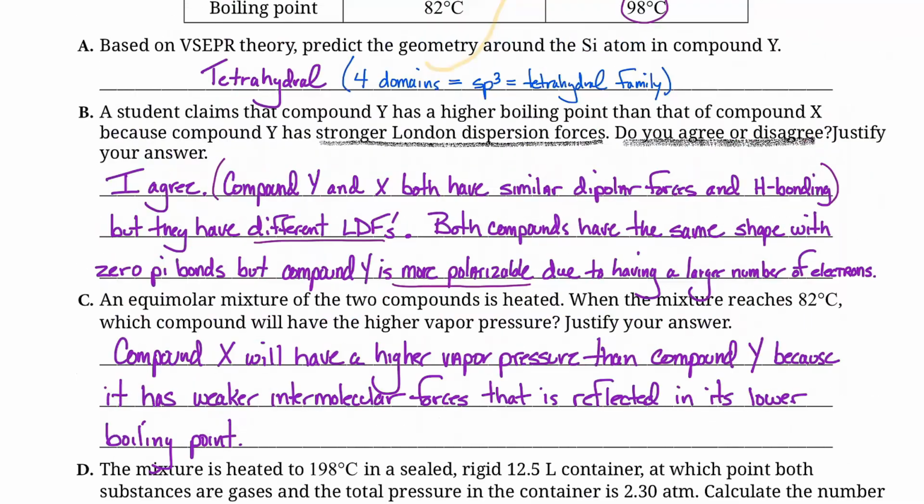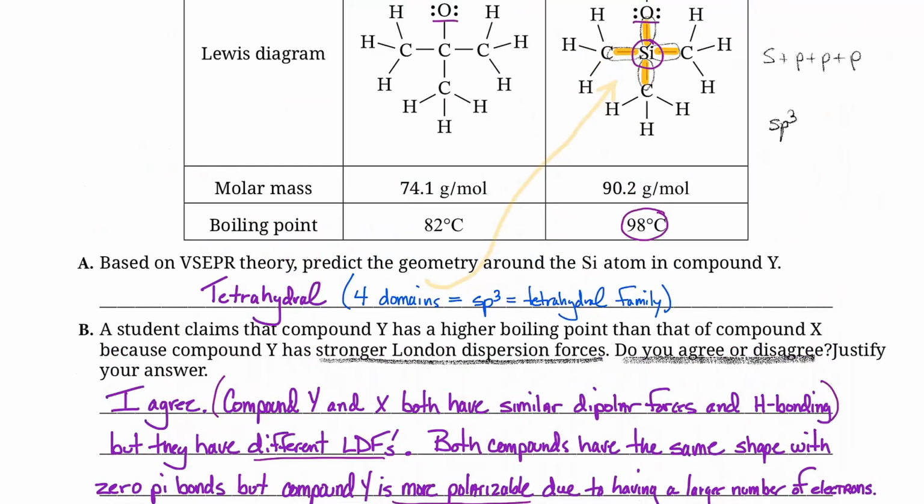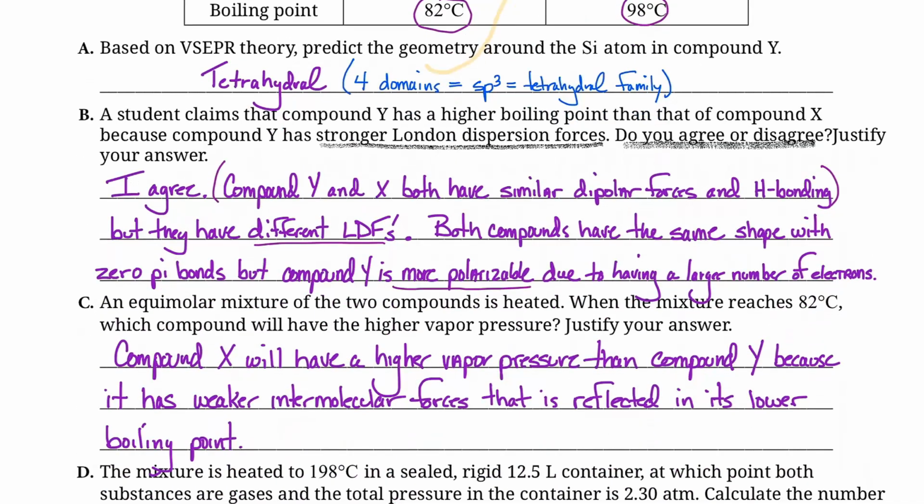And another way to understand that is that a lower boiling point always suggests that it takes less energy to separate that liquid into a gas phase, because the attractive forces, or the intermolecular forces, are weaker. So this is screaming weaker forces. That's why 5B was easy to navigate. Okay, so I said compound X will have a higher vapor pressure than compound Y because of its weaker intermolecular forces, which is reflected in its lower boiling point.